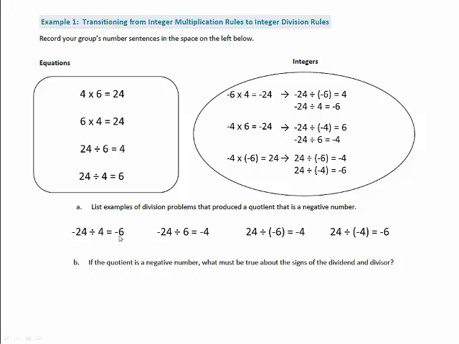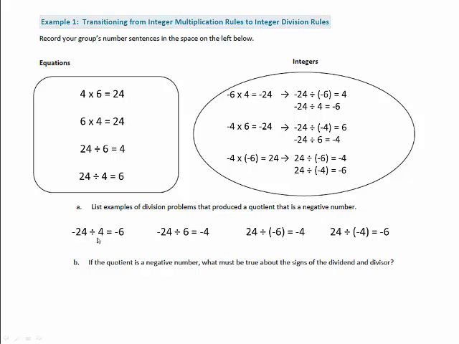In here, my quotient, my answer, is all negative numbers. But you can see each division problem is a little different. So if we look at all of these, if the quotient is a negative number, what must be true about the signs of the dividend and divisor, the two numbers being divided?